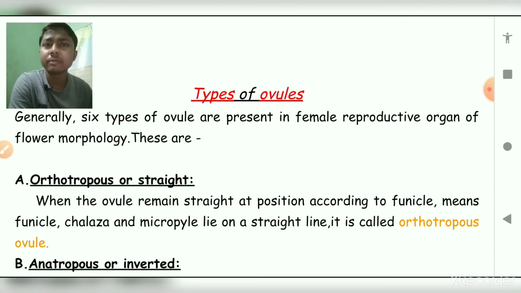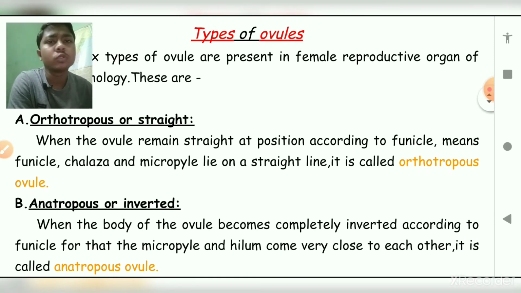All these types of ovule have a different structure and look different. So here we discuss their types and their definitions. First of all we discuss orthotropous or straight type of ovule. From the name straight, you can imagine this means the ovule looks straight forward. This is called straight type of ovule or orthotropous.